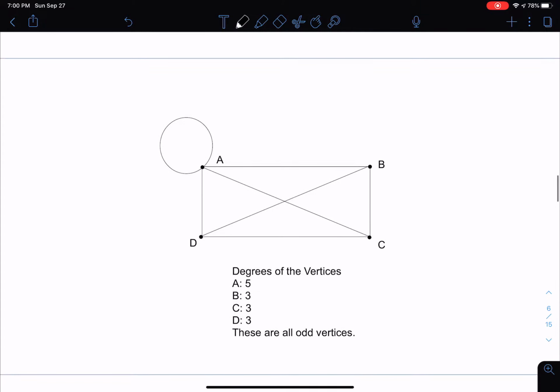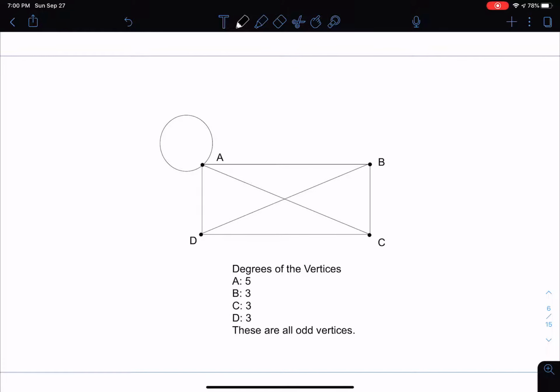So that's like this graph here. Vertex A, if you look at it, you have 1, 2, 3, 4, 5 sprouts coming out of it. Sprout is not an official graph theory term. I just feel like that's the best way to explain it. Definitely you will not see that in a graph theory book. But anyways, it's just kind of how to think about it, what's coming out of that vertex. So yeah, vertex A has 5 of them.